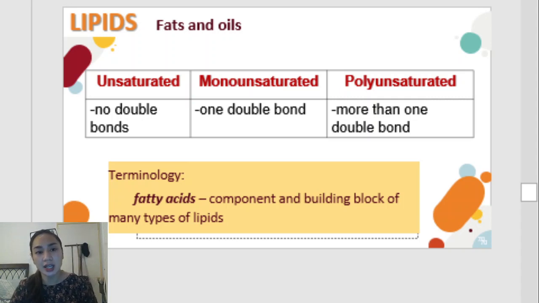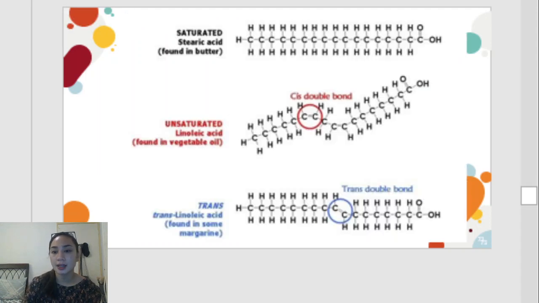So, we have saturated, monounsaturated, and polyunsaturated. When we say saturated, dire-diretso lang siya, walang double bonds. Monounsaturated, we only have one double bond. And then polyunsaturated, more than one double bond. So, ang terminology natin dito, fatty acids, yung component and building block of many types of lipids. So, kanina, ano bang building blocks ng proteins natin? Building blocks of proteins natin ay amino acid, and then for lipids, we have fatty acids. And then sa ating building block ng ating glucose ay monosaccharides. Okay?